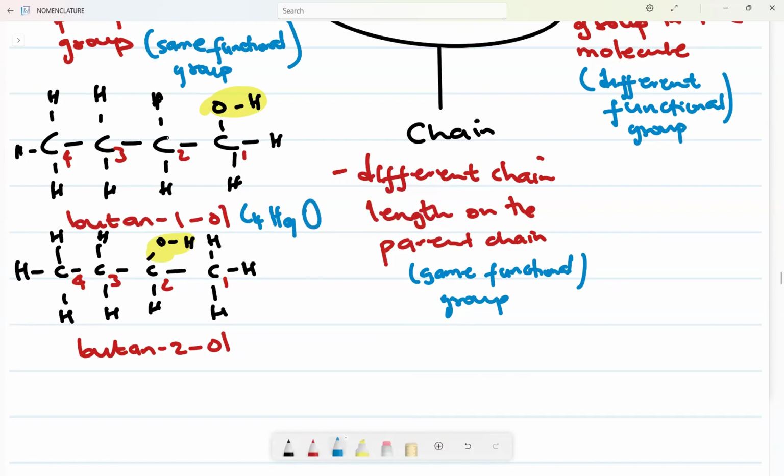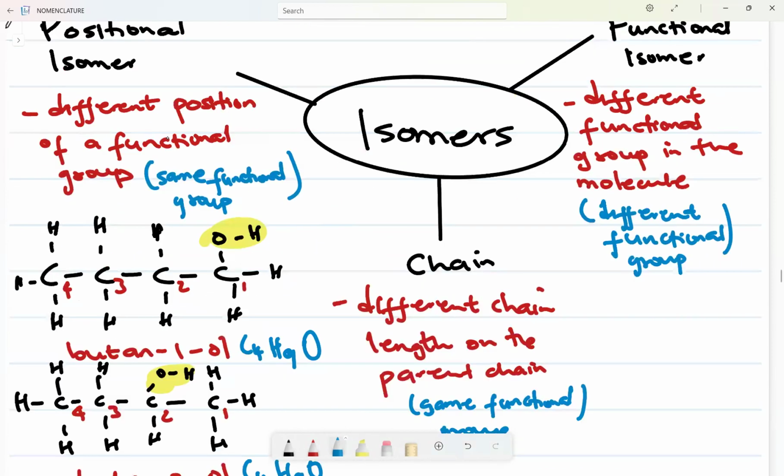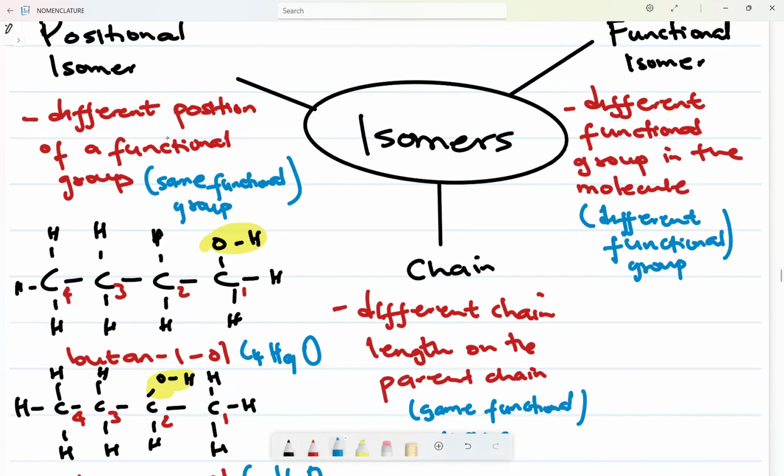Let's see here, the molecular formula here. Number of carbons, 1, 2, 3, 4, C4, number of hydrogens, 1, 2, 3, 4, 5, 6, 7, 8, 9, 9, number of oxygen here. Why are they functional isomers? Because they have the same molecular formula, but what? Different position of the functional group. Yes. Now here, they are functional isomers.